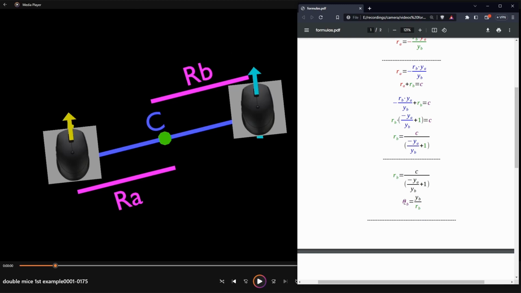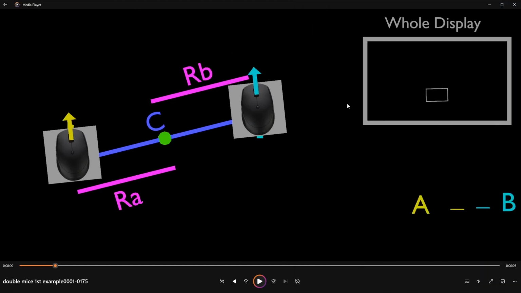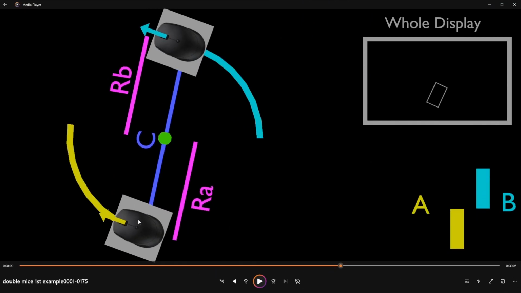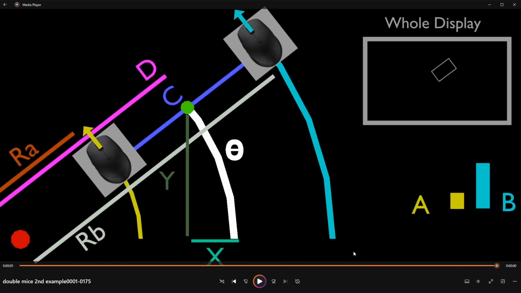So we have directly related an unknown theta b to only knowns yb and rb. And so this is the math to find out how much it has rotated, given just the distance between centers of mouse A and mouse B, and the lengths of YA and YB. So knowing rotation is good, but that doesn't tell us how much we moved.